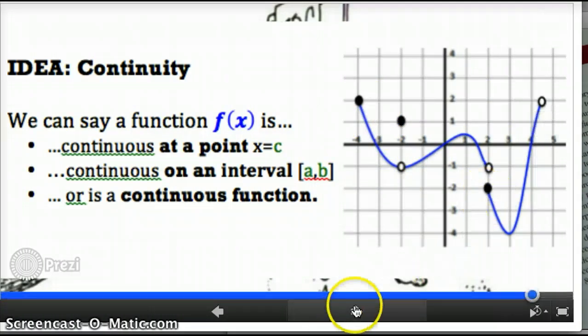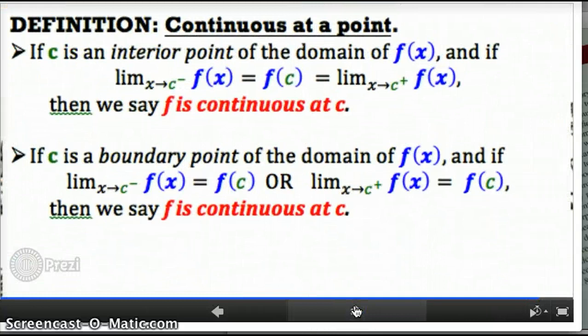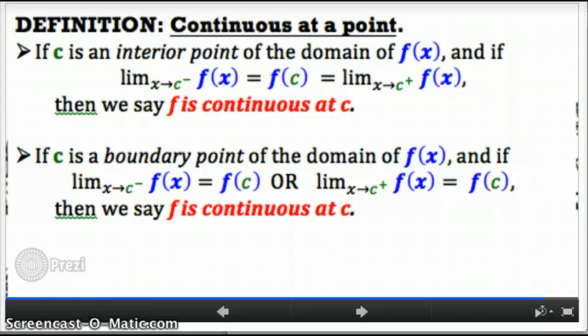Let's be a little more precise. Here's the definition of what it means to be continuous at a point. Notice that we label the point c, so we tell you what the x value is. Go ahead and pause the video, write down these definitions, and in the left-hand column, make a note. What do you think these mean? You probably are going to have to make some sort of comment about the difference between interior and boundary. And think a little bit about f of c. What does that mean?